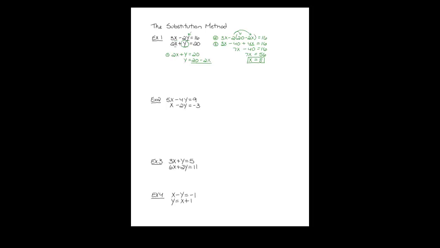So we found one of the coordinates of our solution. Remember, the solution to a system of equations is always an ordered pair. It's the point at which the graphs intersect. So we have the x coordinate, we need to find the y.